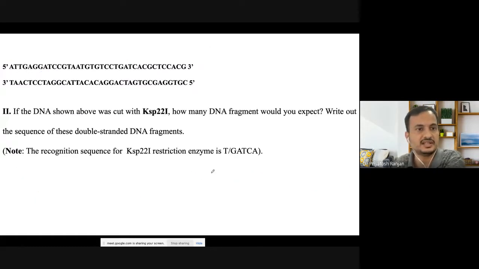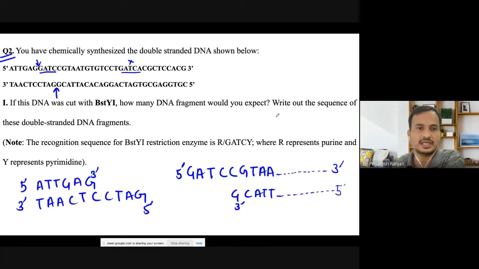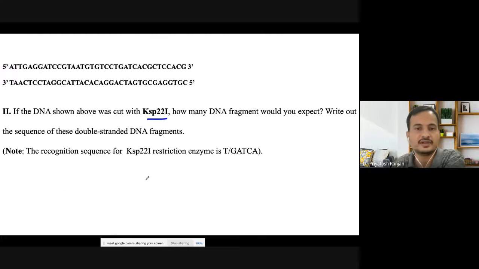What is the second question? This is done. The second part of the same question is: if the DNA was ever cut with KspI, another type 2 restriction enzyme, how many DNA fragments would you expect? Here, considering that this is a linear DNA, we are getting 2 fragments. Similarly, we have to find out how many fragments will be generated after the cut. Now its recognition sequence is given, TGATCA. So I need to look for the sequence TGATCA.